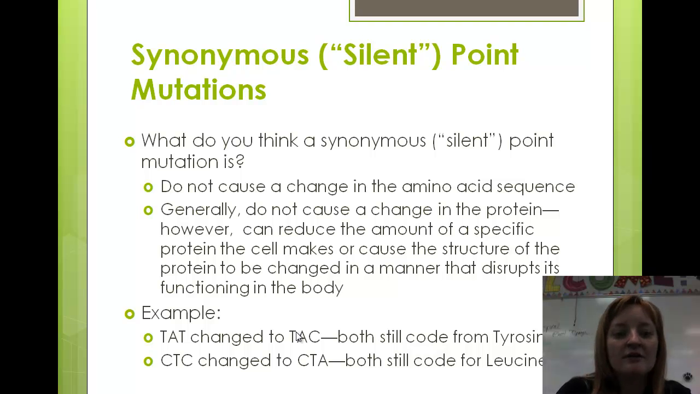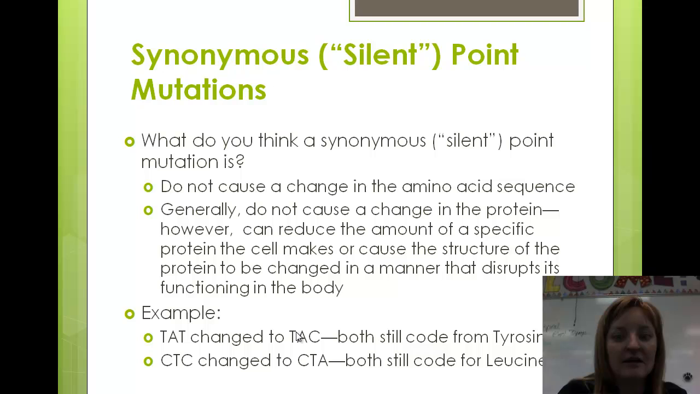There's one other thing that's a point mutation, and it's called a synonymous or silent mutation. It does not cause a change in the amino acid sequence. If you remember back when we were coding for proteins, there was sometimes more than one codon that would code for valine, an amino acid. So if we make the mistake and we still get valine, is it no harm, no foul?